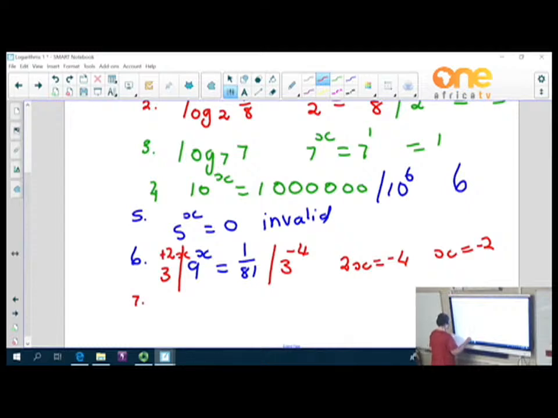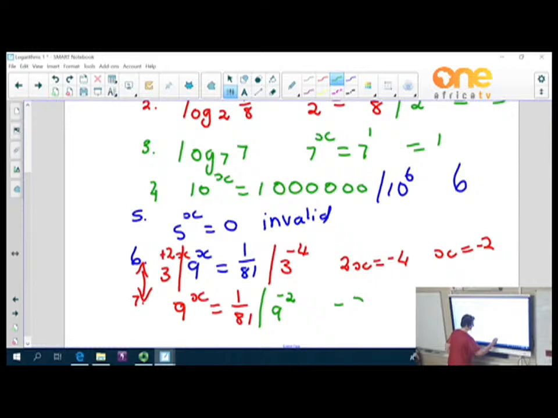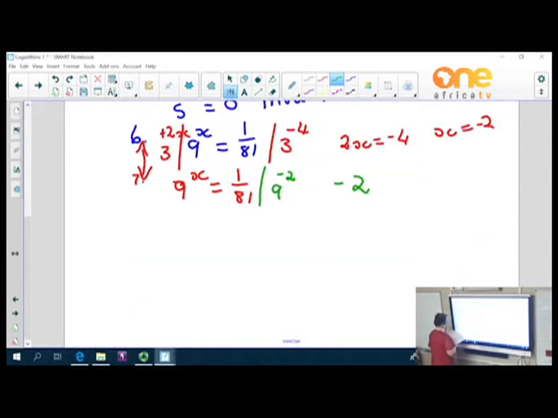Number 7. I've mixed the two, so this is now number 7. 9 to the power of what is equal to 1 over 81. If I change this one to the same base, we can actually change both of them, but we can work here with 9 to the power of negative 2. So x is then negative 2. The value of x is negative 2.